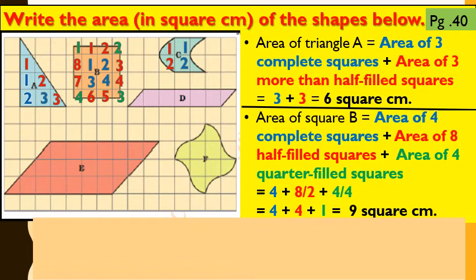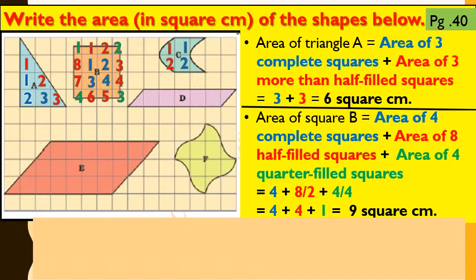Now, we will find the area of a square. Area of square B is the area of 4 complete squares plus the area of 8 half filled squares plus the area of 4 quarter filled squares. Here, more than half filled squares are not there.